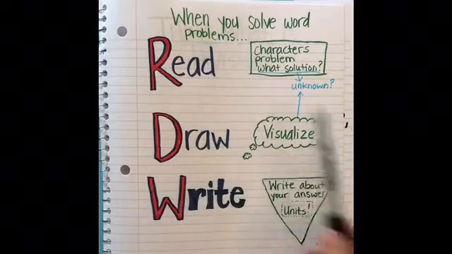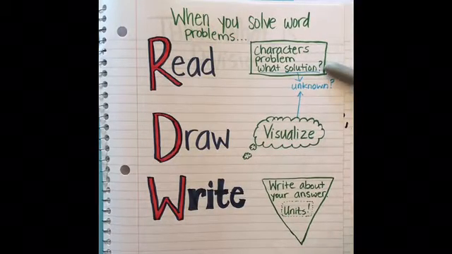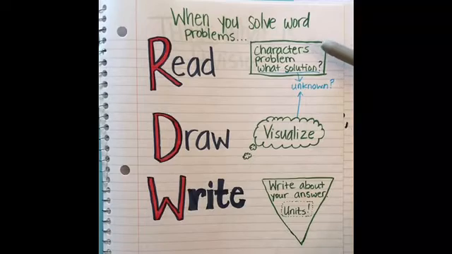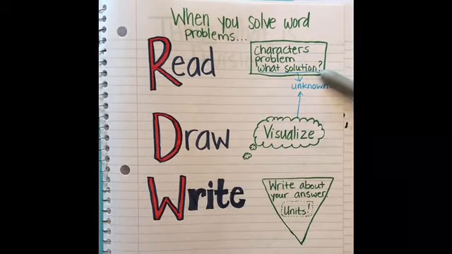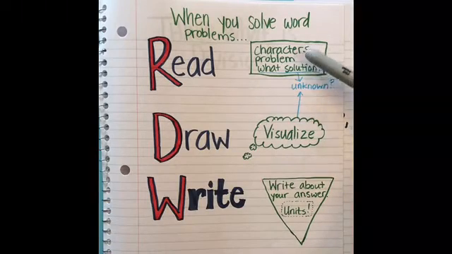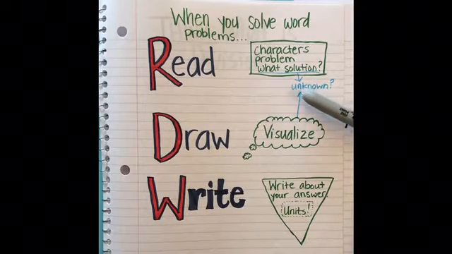When you solve word problems, you should always obviously read the word problem first and figure out who are the characters in the story, what's the problem that they're facing, what solution do they want you to find. Remember, the solution is the unknown, what you're trying to find out.